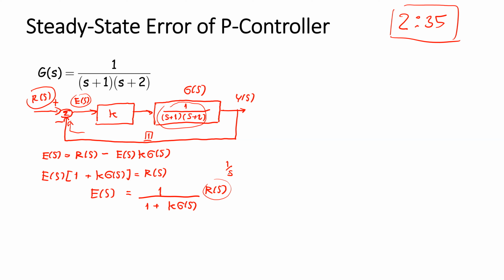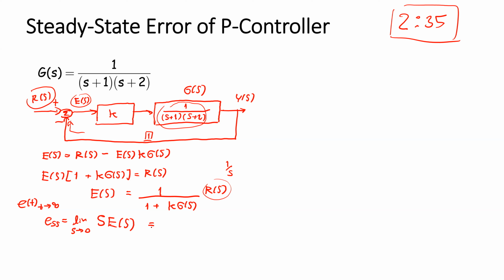The time domain steady state error can be obtained from the final value theorem. The error in time domain when time approaches infinity, or the steady state error, is equal to the limit of s to 0 of s multiplied by E(s). Final value theorem.